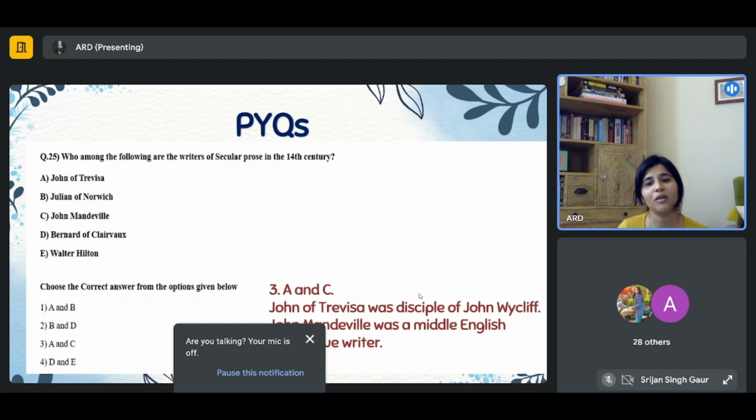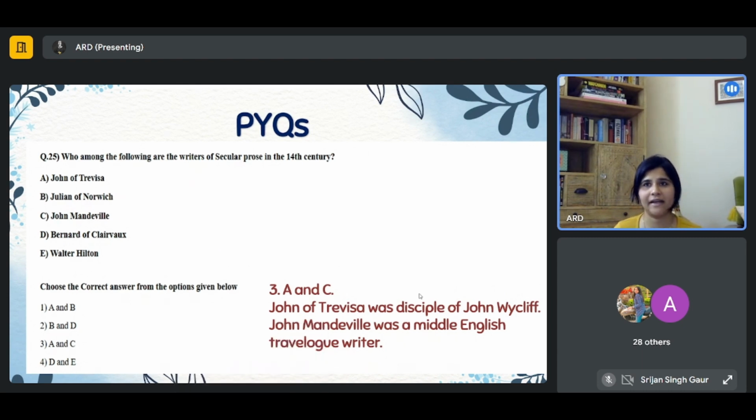Look into him. And John Mandeville, he was a travelogue writer. He is among the earliest of the explorers who went around the whole world by sea, and he came very close to the eastern boundaries of India and China. So maybe they want us to study it.